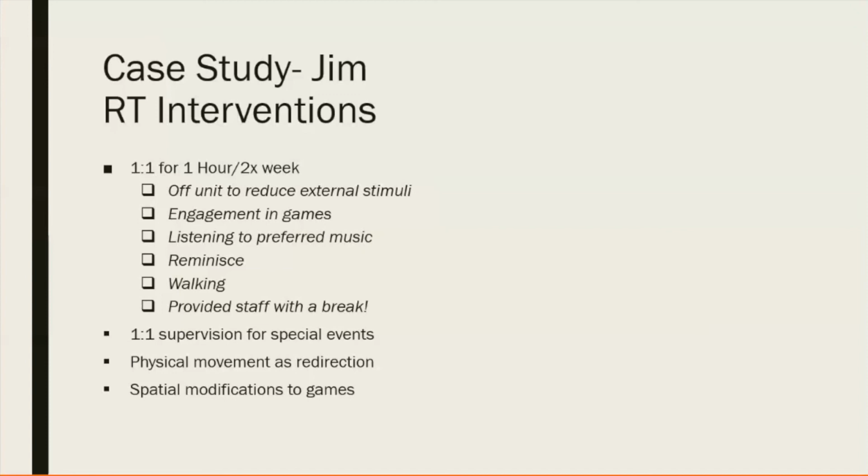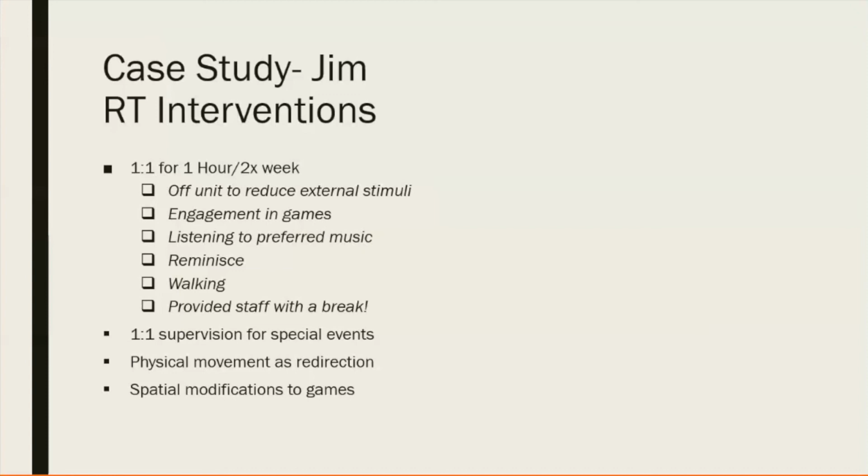He also really liked walking, and that was great for him because, like I've mentioned, his physical capabilities were still preserved, and walking was a really good way for him to burn off steam, maintain his endurance, and just stay fit and healthy. And another unintended good outcome from this intervention was that it provided staff with a break, because the direct care staff were very challenged by him, and having him off the unit for that amount of time was really helpful for them.